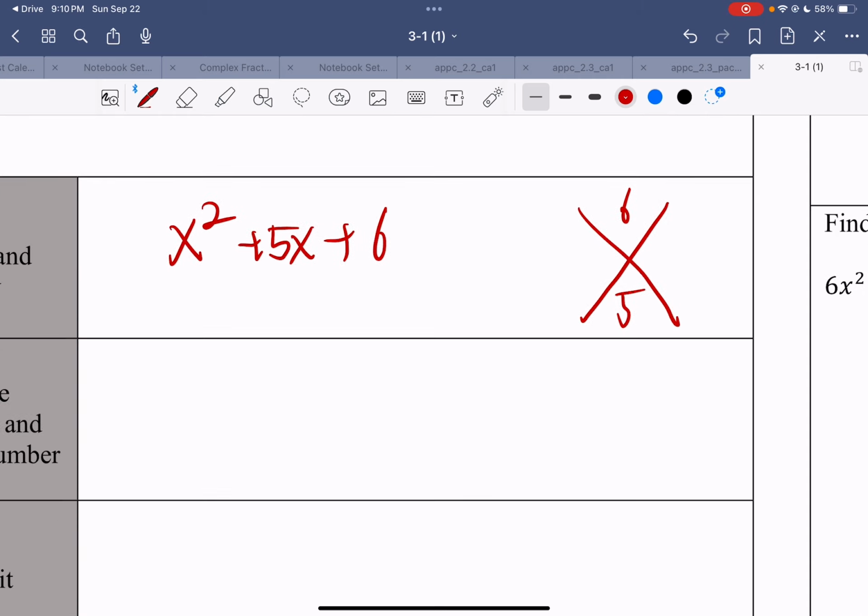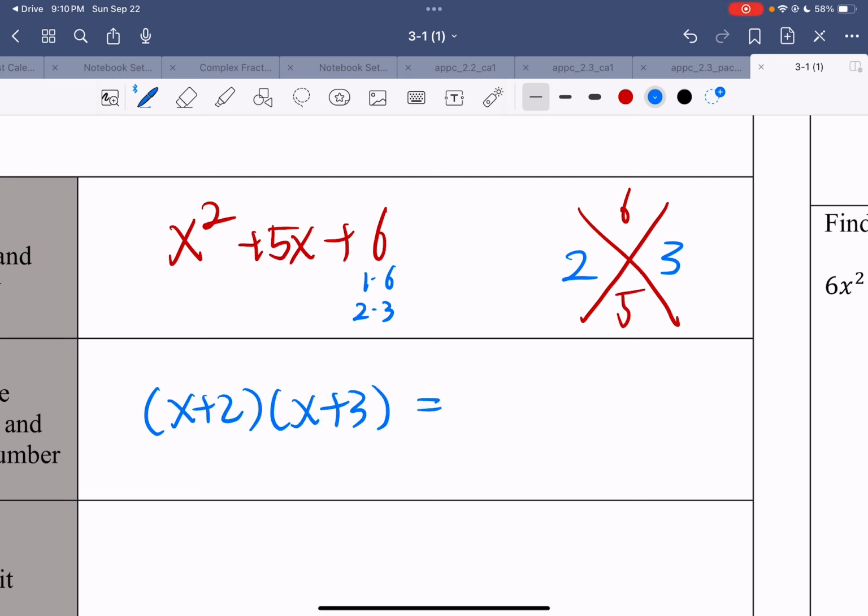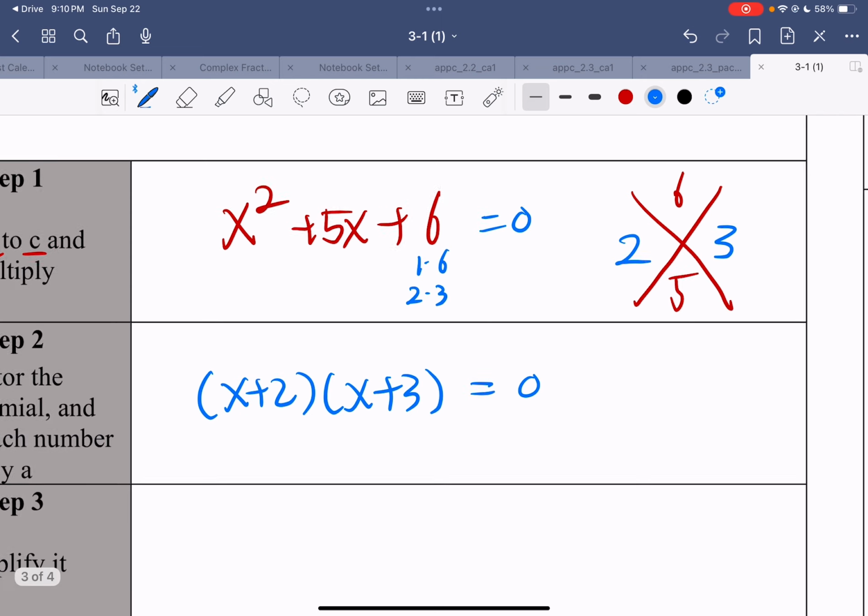Now what numbers can give you this? It's a positive 6, so 1 times 6, 2 times 3. As you can see, both numbers can give you 5 depending on how you use them, but since the top number is positive, you're trying to find numbers that add up to 5, not subtract. Like 6 minus 1 gives you 5, but that's not what we want. What we want is 2 plus 3, because it's a positive number. So I have x plus 2, x plus 3. That is equal to 0. I forgot about equal to 0.